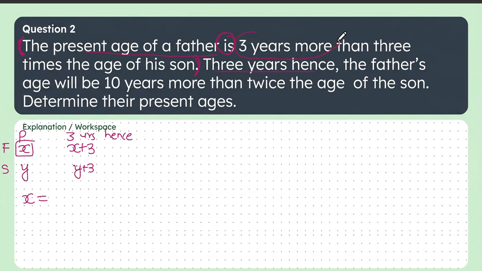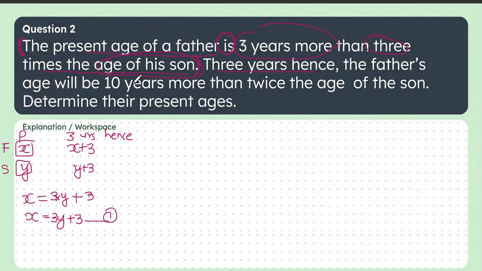3 years more. 3 years more than means plus 3. 3 more than what? 3 times the age of his son. So 3 times means 3 multiplied by the age of his son. Age of his son means what? y. That means 3y. Okay. So we are getting one equation, x is equal to 3y plus 3. Let's call it equation number 1.